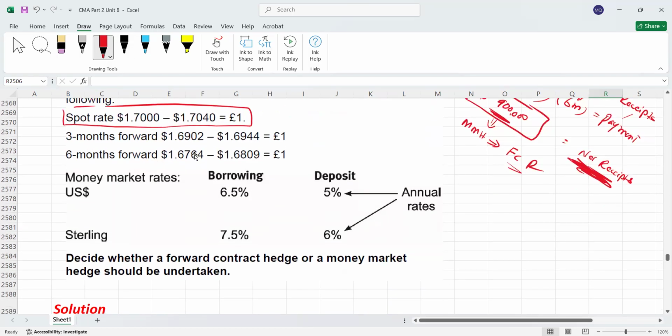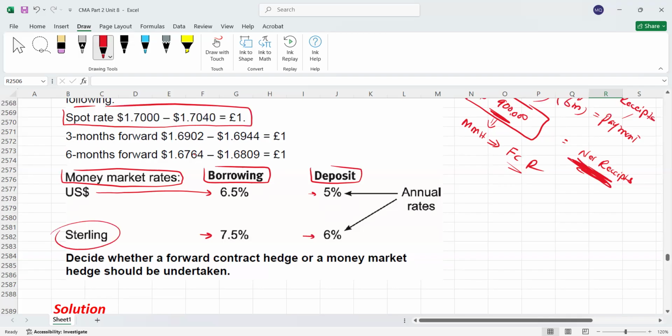The information is we got here money market rates. This column is for borrowing rate. This column is for deposit rate. And here we got borrowing rate for US dollar, which is our foreign currency. And I'm assuming dollar is my foreign currency, okay? And pound is my local currency in this example. And here we got a deposit rate for dollar. Here we got sterling borrowing rate. Here we got sterling deposit rate, okay?